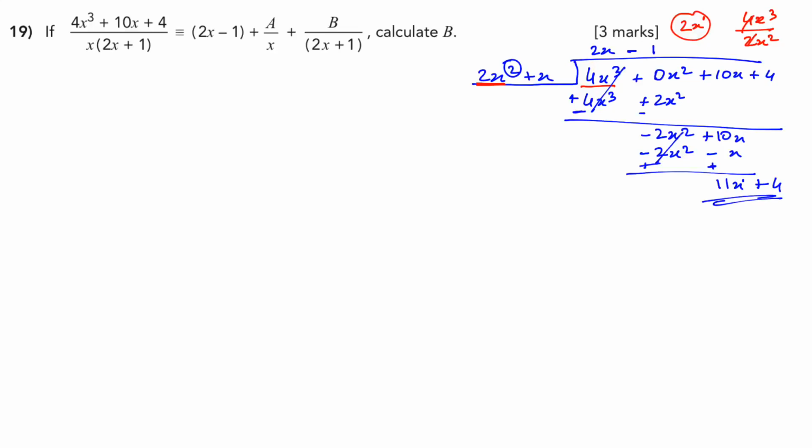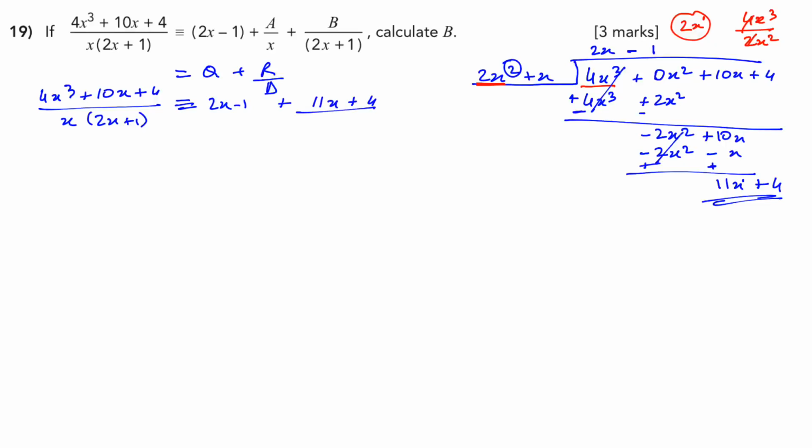This is your remainder. Now we will write it in the form of quotient plus remainder over divisor. So write the question here, 4x cubed plus 10x plus 4 over x, 2x plus 1. We have already found the quotient and it was given to us, 11x plus 4 over x, 2x plus 1. They just confused us, but it's the same thing that we always do.